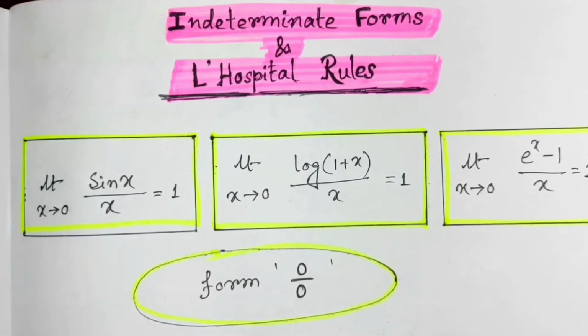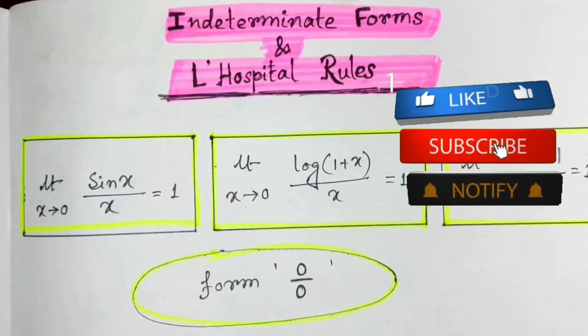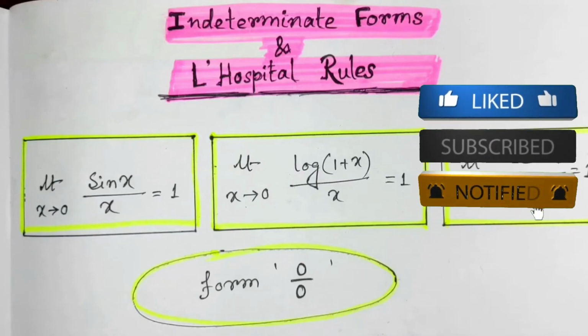But do you know how these values come about? Is it possible to calculate the values of those limits without remembering all the standard limits? Yes, it is possible. But when we come to these types of limiting functions, we get stuck somewhere because these are all in indeterminate forms. So first of all, how do we identify that a function is in indeterminate form?